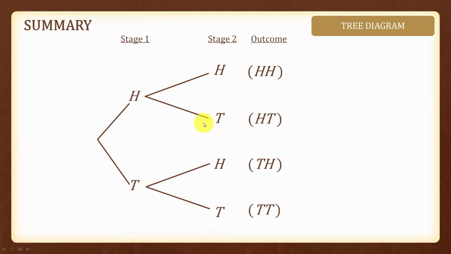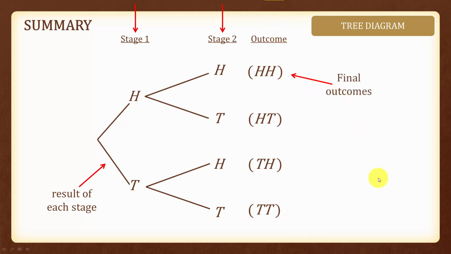In summary, the different columns here represent the different number of stages. And each branch here represents the possible result of each stage. And for this last column here, we will write down the final outcomes. And that's all for this topic.